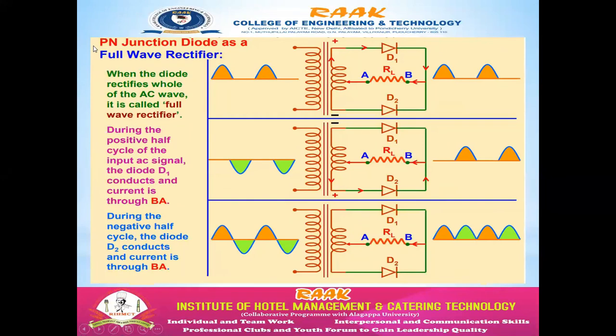Then coming to the full wave rectifier, this is your positive half. You have the output for the positive half. During the negative half also, you have the output. So this is an alternating voltage. You have the output for the full cycle.